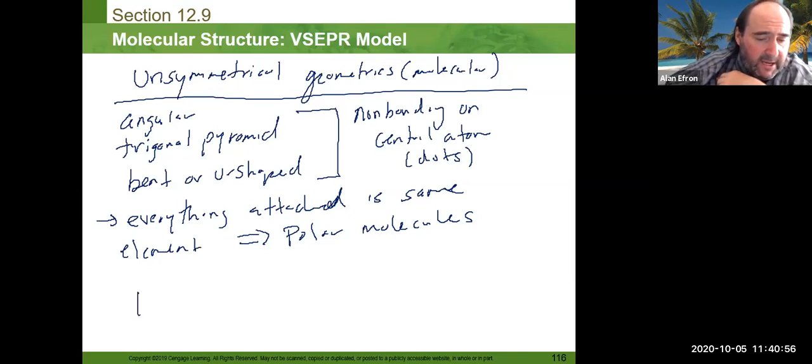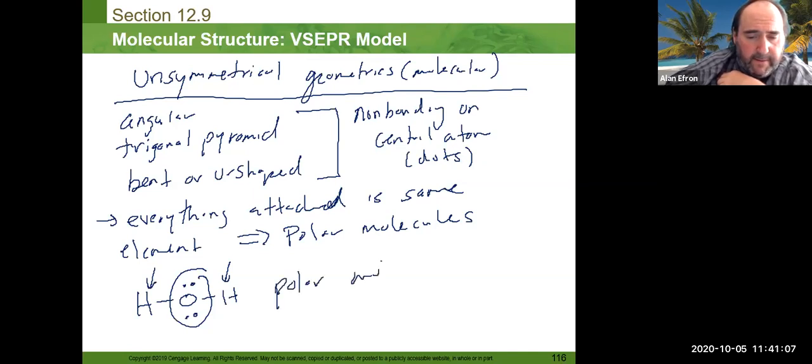So again, that is how when we look at something like water that we saw earlier, I see dots on the central atom, I see everybody the same, it's going to be a polar molecule. Question on that there?